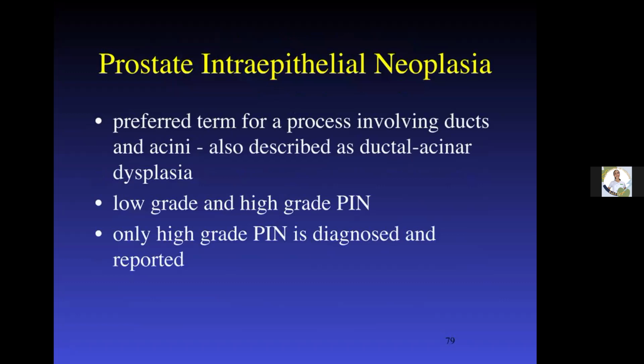So we have a term, prostate intraepithelial neoplasia. It is a preferred term for a process involving ducts and acini, also described as ductal acinar dysplasia. It can be a low-grade and a high-grade PIN, but only high-grade PIN is diagnosed and reported. We don't report low-grade PIN in histopathology reports. We only report the high-grade.